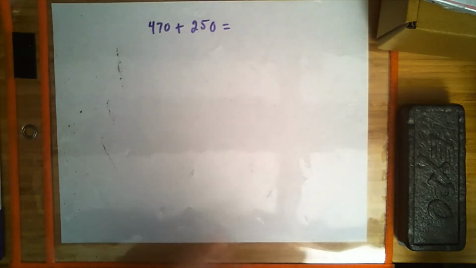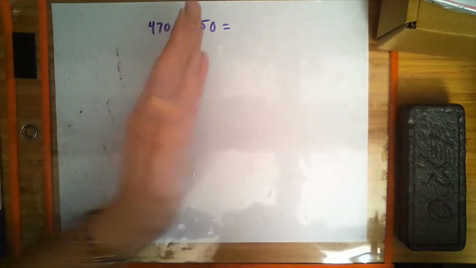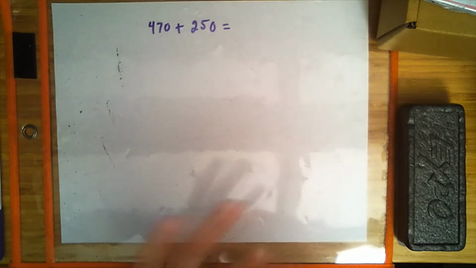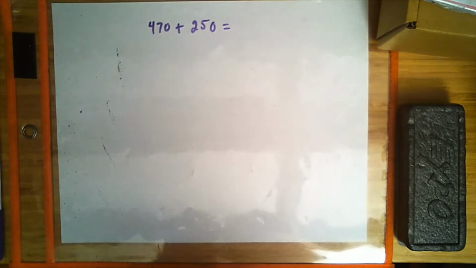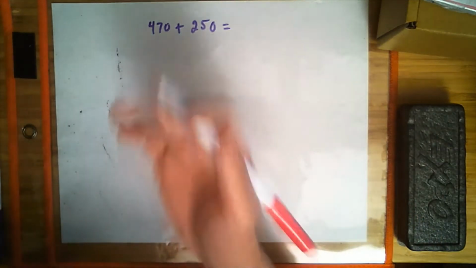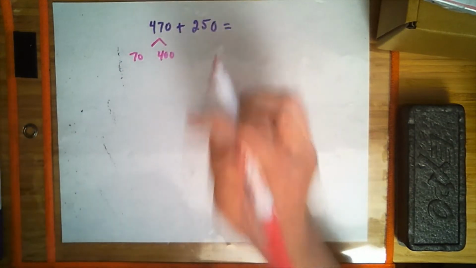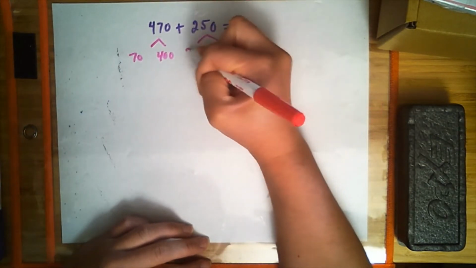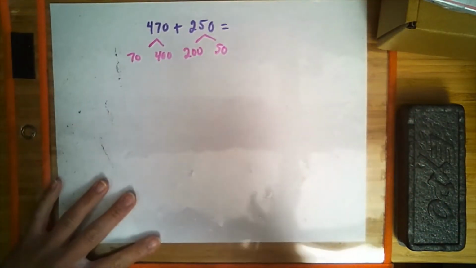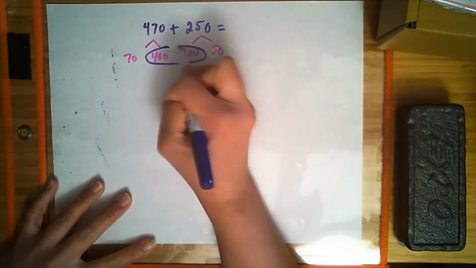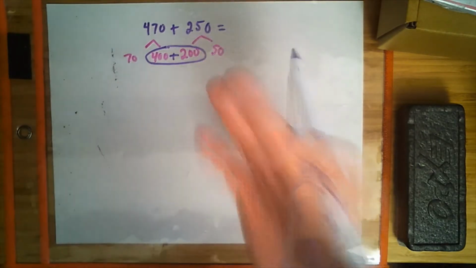All right, friends and families, for the next part of our teacher model, we are working with the number sentence 470 plus 250. Now we can use the arrow way or we can use mini number bonds. I'm going to go ahead and use mini number bonds. I'm going to first split 470 up into 70 and 400. I'm also going to split 250 up into 200 and 50. Now I'm going to group by my hundreds just to make it easier for myself to add, because the whole point of mini number bonds is to simplify and rewrite.